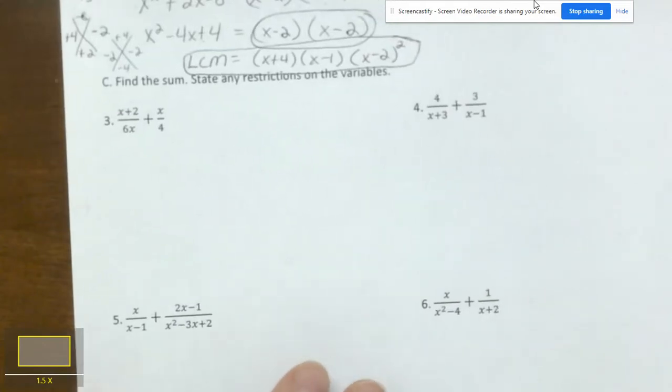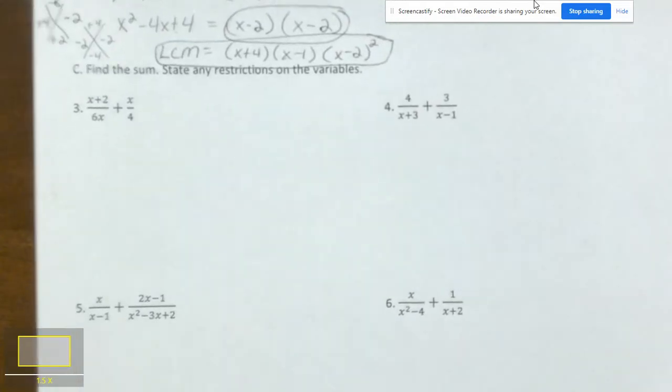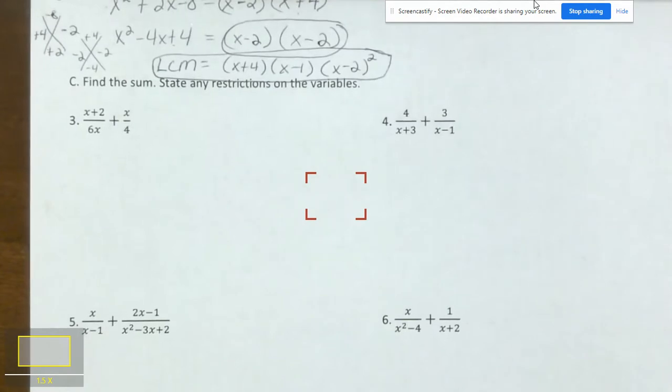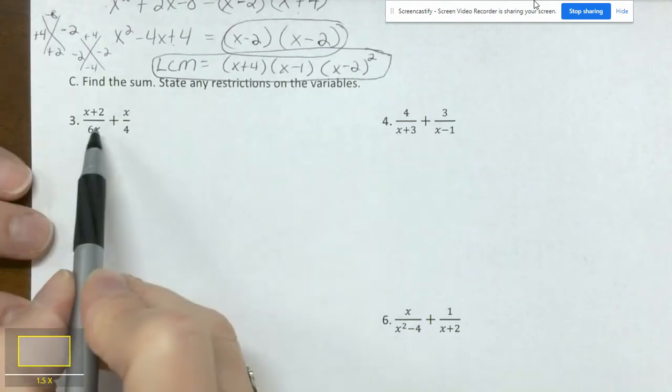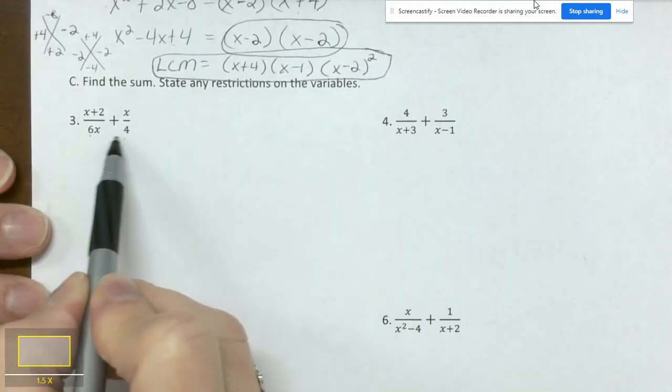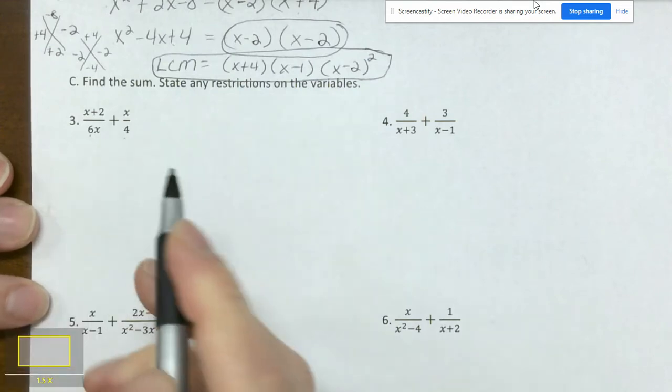Right, guys. Now, after we've reviewed what least common multiple is and finding a common denominator, let's use that to see how we're going to find the sum of rational expressions. Okay, so I have about 4 examples I'm going to do for you here. So you'll notice that these two denominators are not the same, 6x and 4.